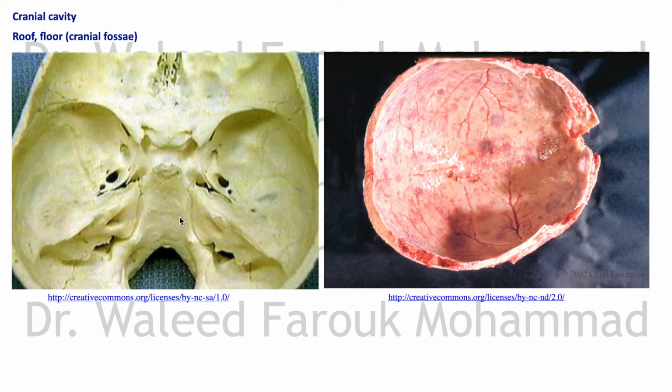This is the petrous part of the temporal bone, and between it and the squamous part of the occipital bone we have the jugular foramen. See, this is the jugular foramen, through which pass cranial nerves 9, 10, 11 and the internal jugular vein, right? And don't forget the hypoglossal canal and the occipital condyles. See, these are the hypoglossal canals for the hypoglossal nerve.